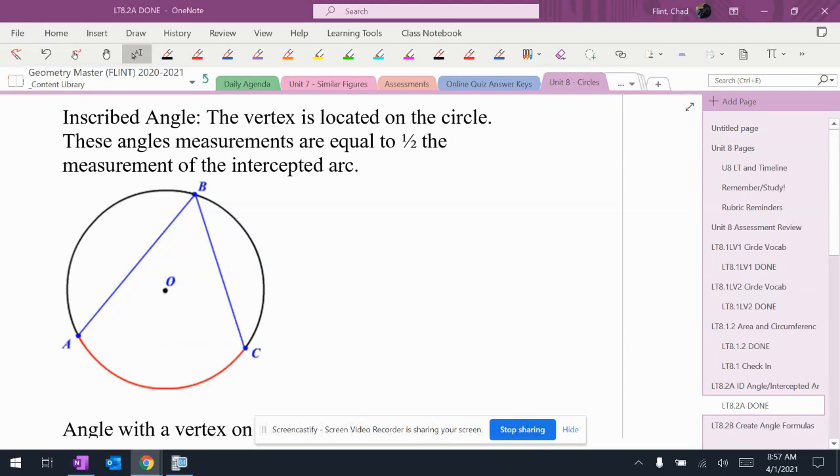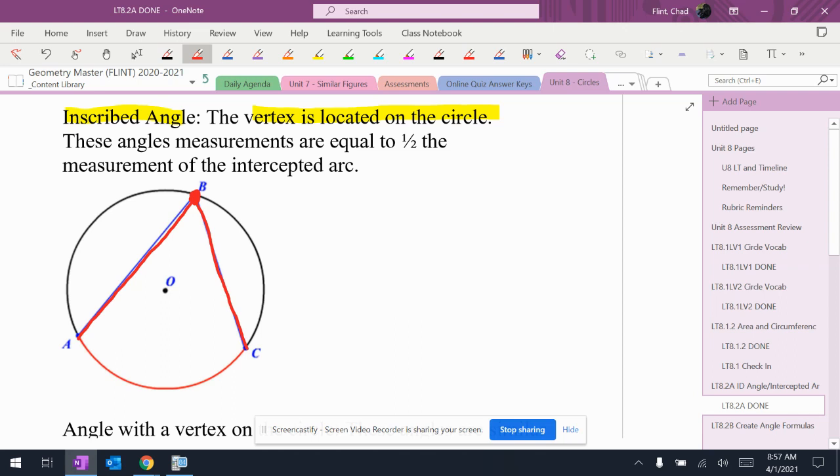Next one is an inscribed angle. Okay, so inscribed angle. That means the vertex is located on the circle. All right, so here's my angle right here, ABC. The vertex is located physically on the edge of the circle. All right, that's what I tell here.